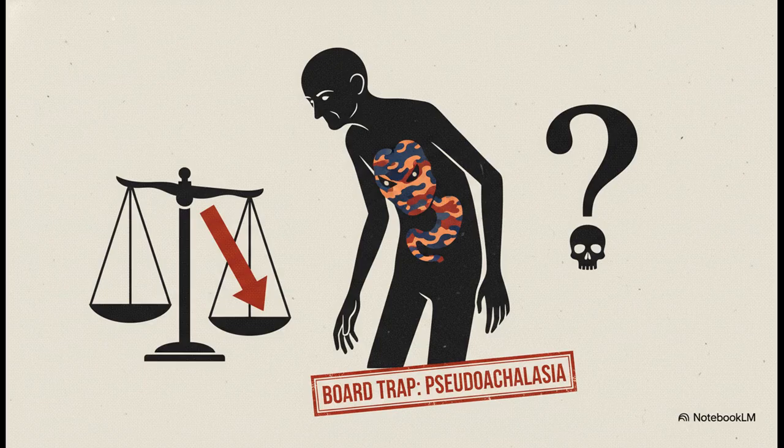And you have got to be on the lookout for pseudoachalasia. Seriously, this is a massive board trap. You see an older patient, they're losing weight fast, and the symptoms just scream achalasia. You have to suspect a tumor at the GE junction. Knowing this difference is absolutely mission-critical for your exams.